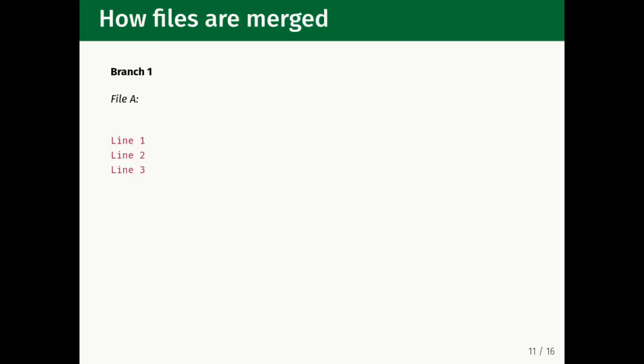Let's take a look at how files actually get merged. Say we start with this one file, file A. Now file A has 3 lines whose contents are, very unimaginatively, line 1, line 2, and line 3. When we create a new branch, branch 2, it initially points to the same commit as branch 1, and so the contents of file A will be exactly the same, line 1, line 2, and line 3.